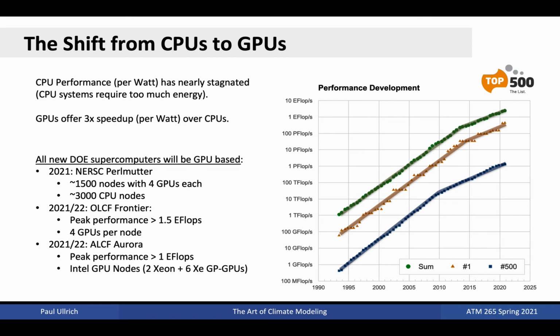In the US, the Department of Energy, which maintains the highest-end compute facilities, intends to use GPUs almost exclusively in its most powerful systems, including Perlmutter in 2021 and forthcoming Frontier and Aurora systems.